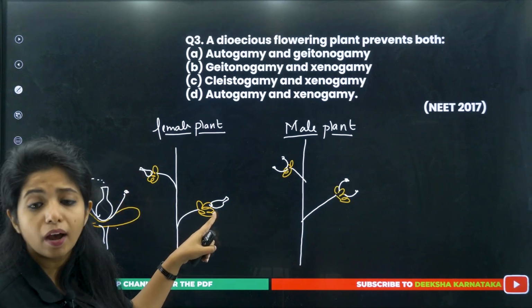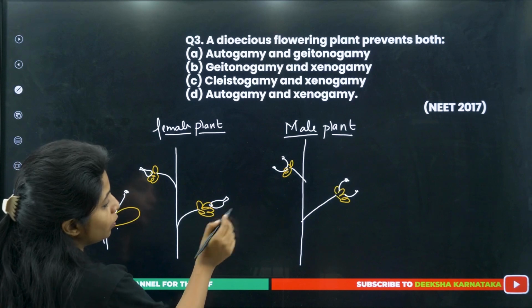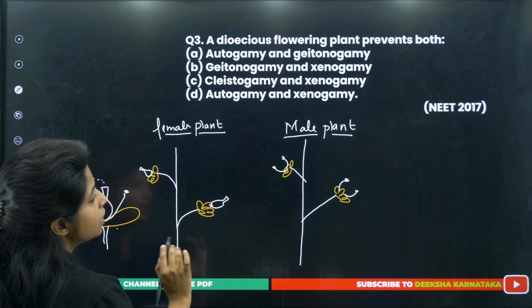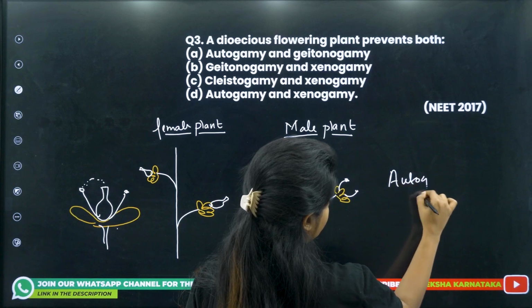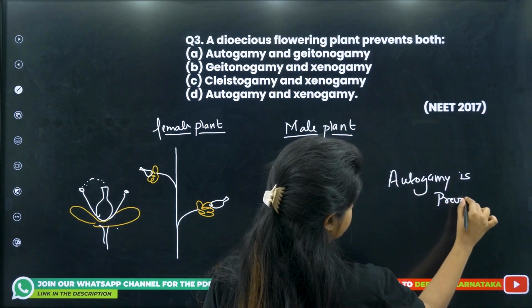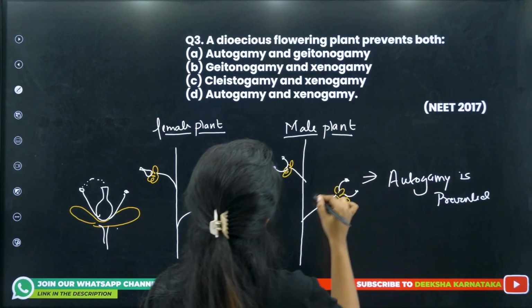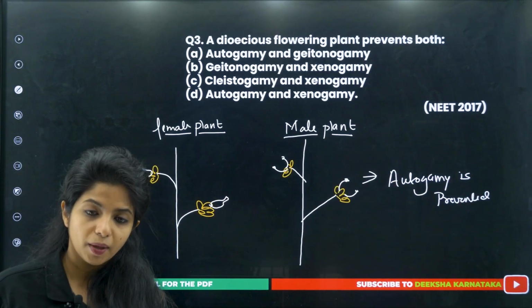No dear. They just have one sex organ, either female or male. So obviously there is no one to give them. So there is no self-pollination happening. So I can say autogamy is prevented. Now going ahead, let's see. What about geitonogamy? What do you mean by geitonogamy?